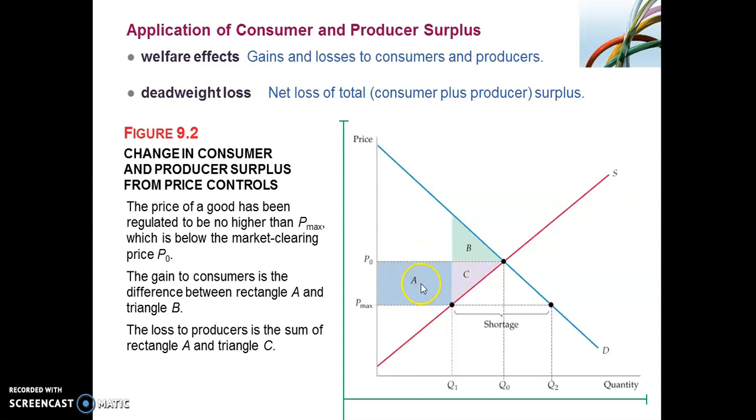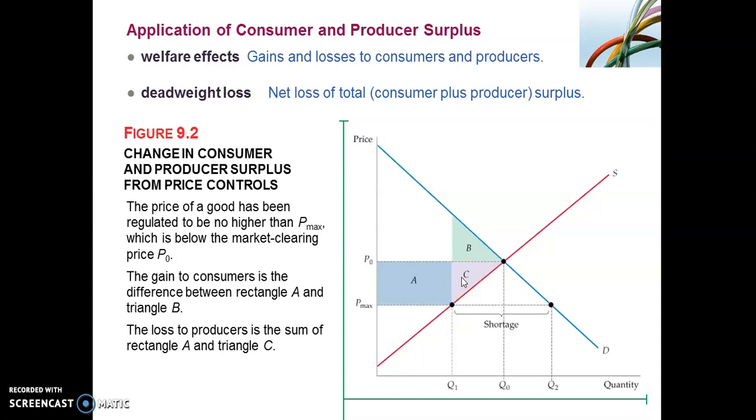Now, remember I said that block A is transferred to consumer surplus. So that is not lost in a total sense because it's now forming part of the consumer surplus. However, these two little triangles, triangle B and triangle C, are lost in terms of both your consumer and producer surplus, but it's a loss to total surplus. So these two triangles B and C are what is referred to as a deadweight loss.